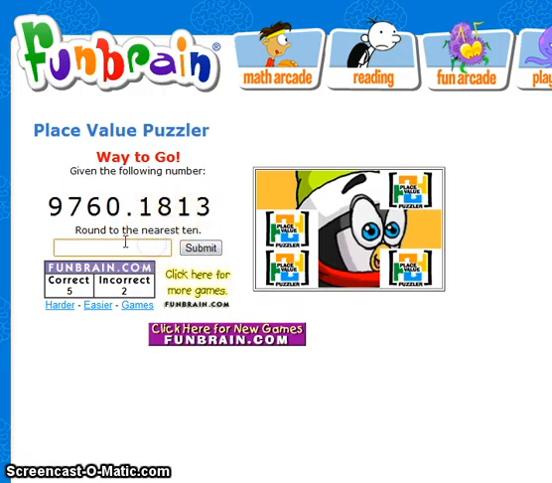Our next question is asking us to round to the nearest 10. You look to the right of the 10 spot, and it is a 1. A 1 is less than 5, so it would not round this 0 up. The answer is 9,760.